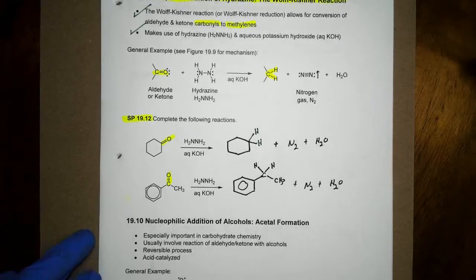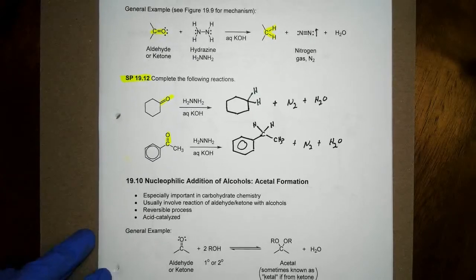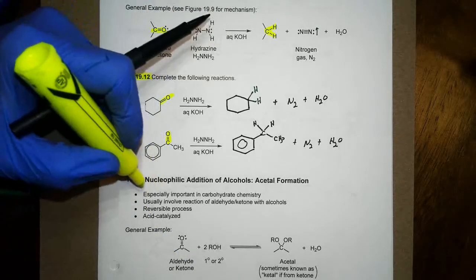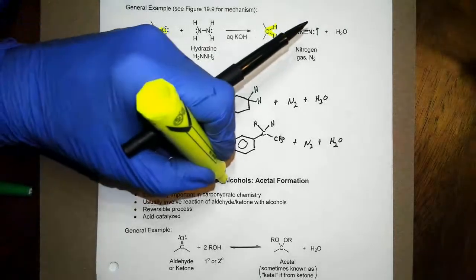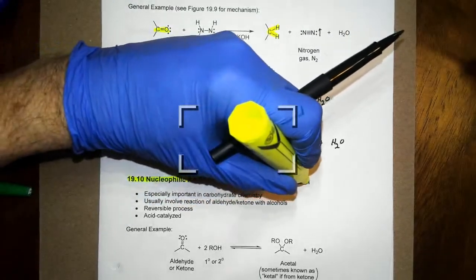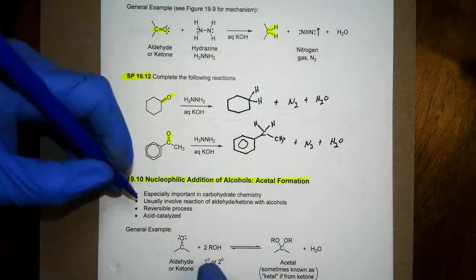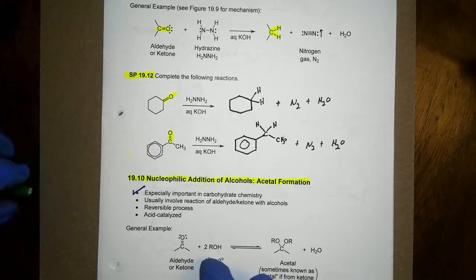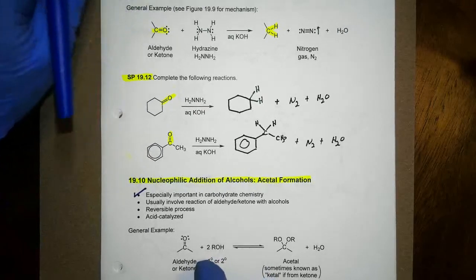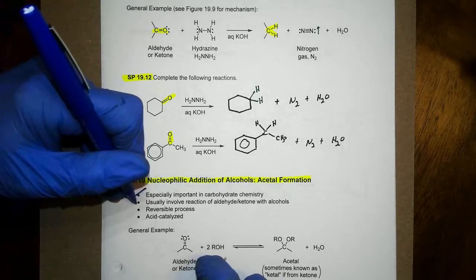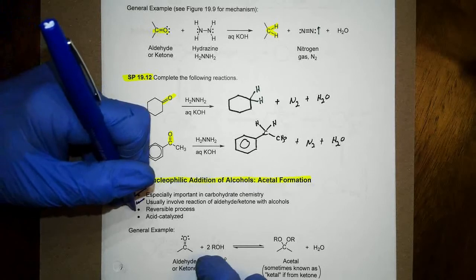Now we want to move into another realm that involves nucleophilic attack at carbonyls. This one's something maybe you haven't seen before, but later, particularly for those of you who study biochemistry, you're going to learn about these kinds of things. This is entitled Nucleophilic Addition of Alcohols, and we're going to form something called acetals. As I had noted, folks, part of biochemistry is carbohydrate chemistry, and so it's very important to carbohydrate chemists. It's usually going to involve a reaction with an aldehyde or ketone and alcohols. The process is reversible. We'll see that.